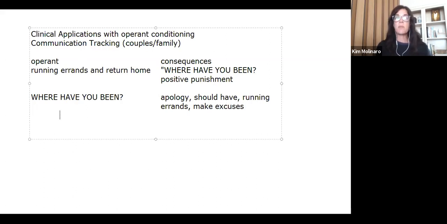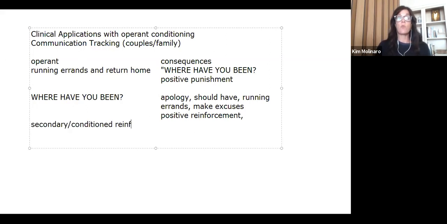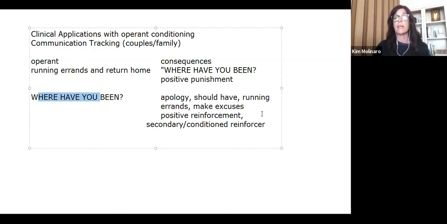And so we explain that that is a positive reinforcement because it's giving the desired apology, a secondary conditioned reinforcer, and that kind of reaction will increase the chance the behavior will occur again. The operant of "where have you been" will occur again.